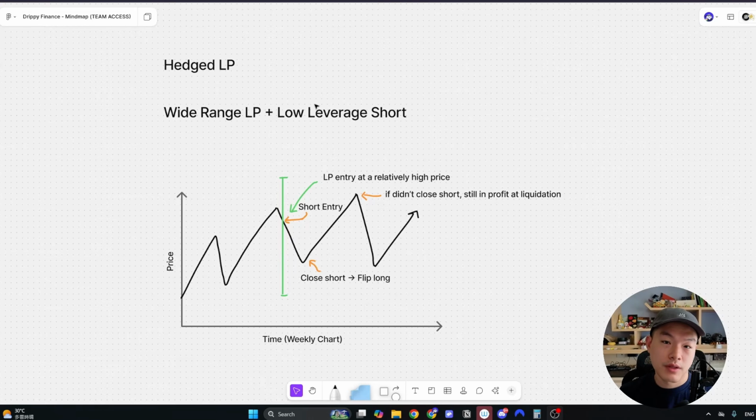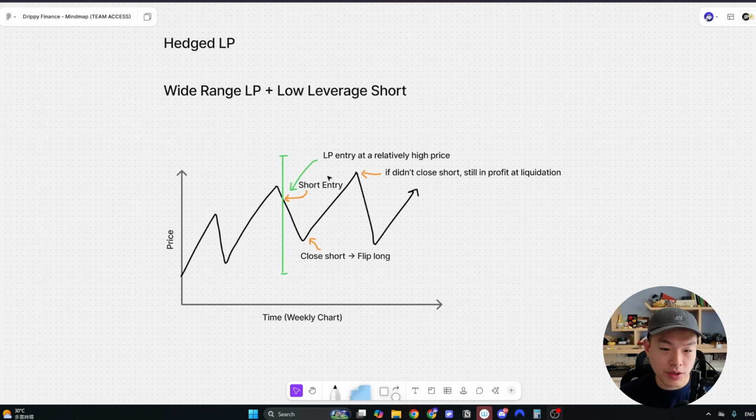Hey, what's up, guys? Today I wanted to show you step by step how I personally go about setting up a hedge liquidity pool. What it essentially is, is a wider range liquidity pool and a short from using a perps platform. This is ideally used when the token price is a bit high. You expect some retrace coming in the near future.